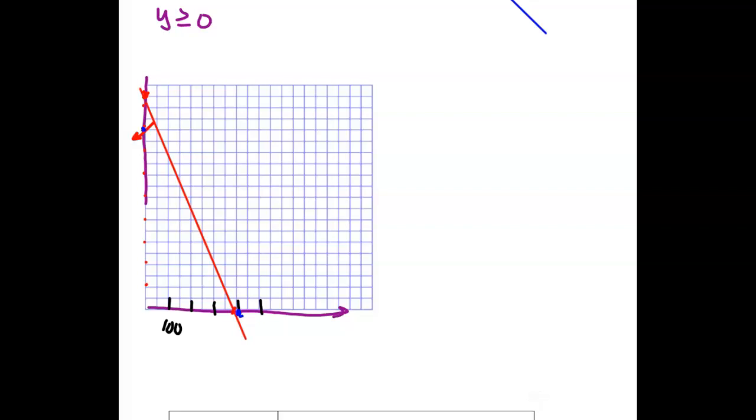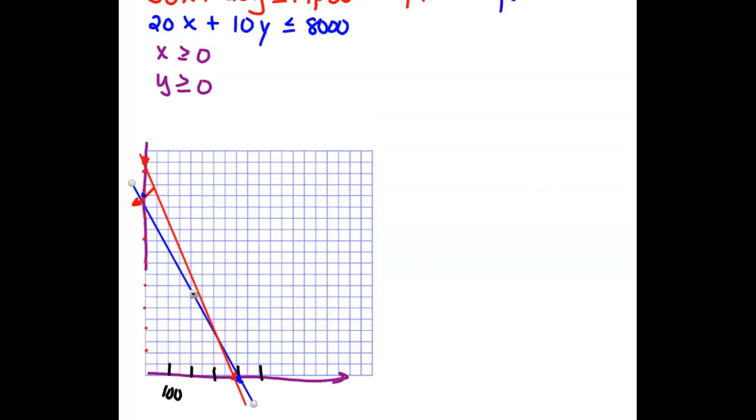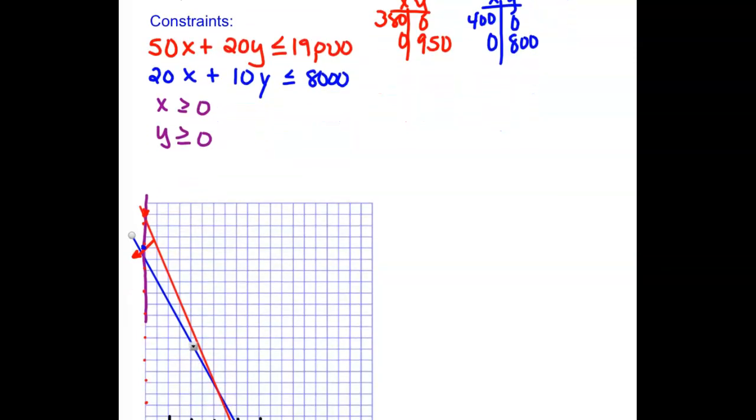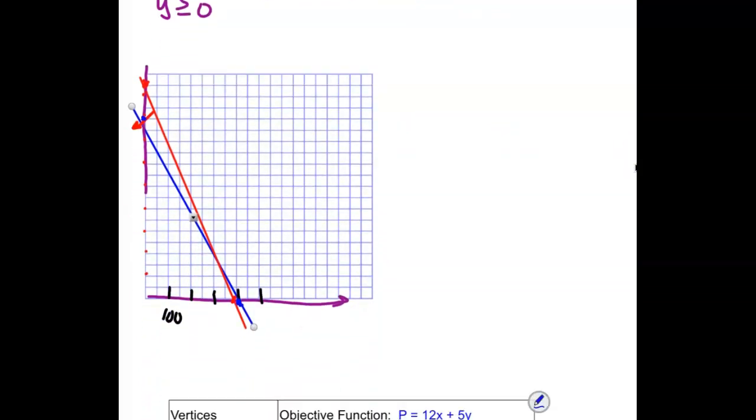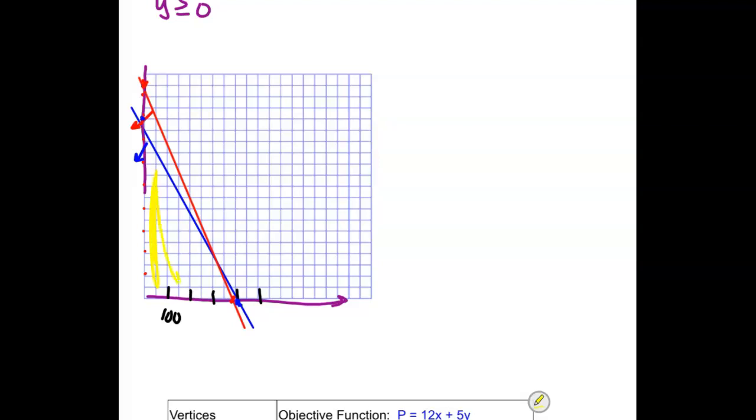And getting that line in, all right, and the same thing with that one. We had to be underneath that 8,000 mark, so we would be shading below the blue line. So the part of our coordinate plane that matches all of our requirements, we need to be in quadrant 1, we need to be under 19,000 pounds and under 8,000 cubic feet, would be the section in here, and that's called the feasible region. So all the values in this region meet the constraints.